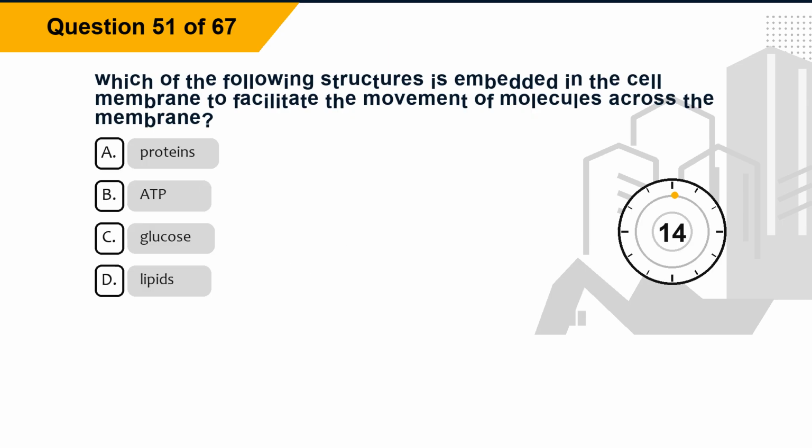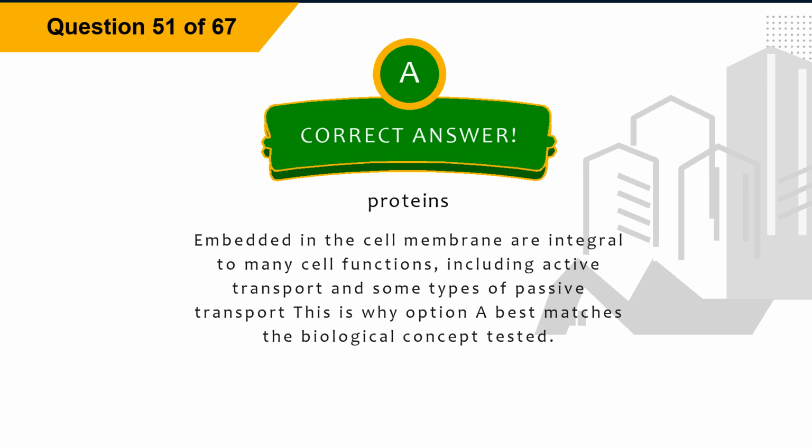Question 51. Which of the following structures is embedded in the cell membrane to facilitate the movement of molecules across the membrane? Option A, proteins. Option B, ATP. Option C, glucose. Option D, lipids. The correct answer is option A, proteins. Explanation. Proteins embedded in the cell membrane are integral to many cell functions, including active transport and some types of passive transport. This is why option A best matches the biological concept tested.